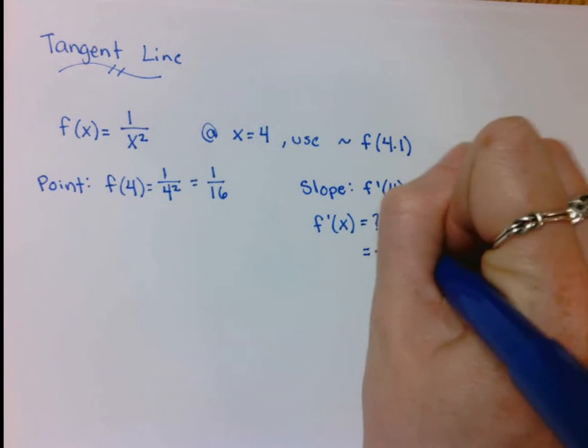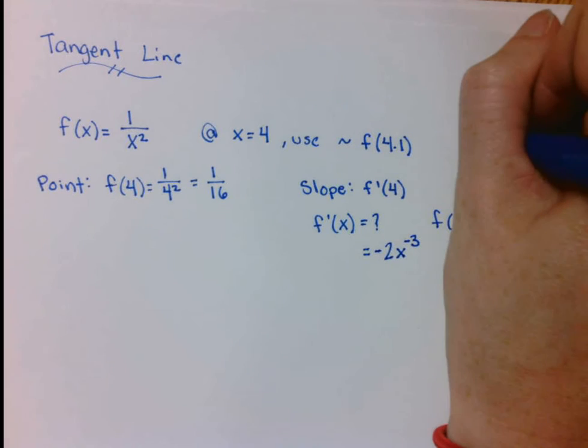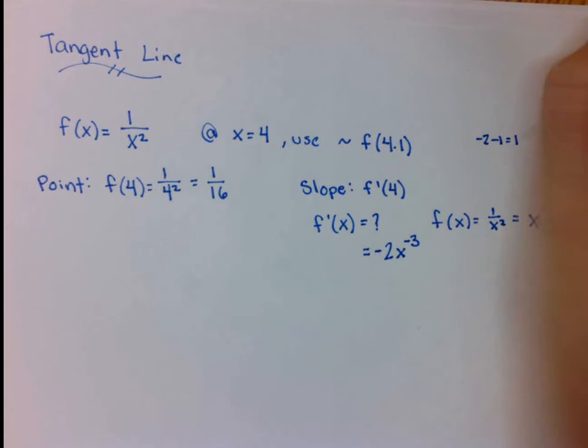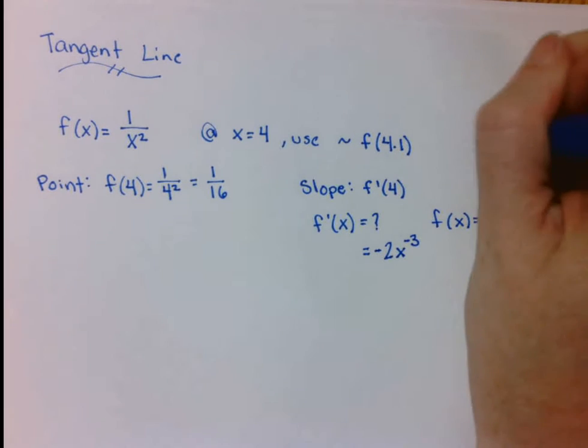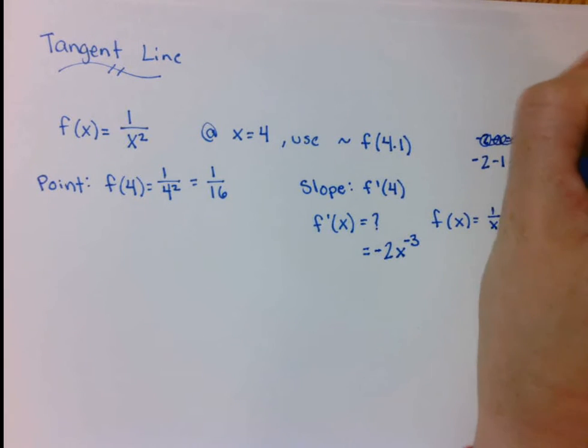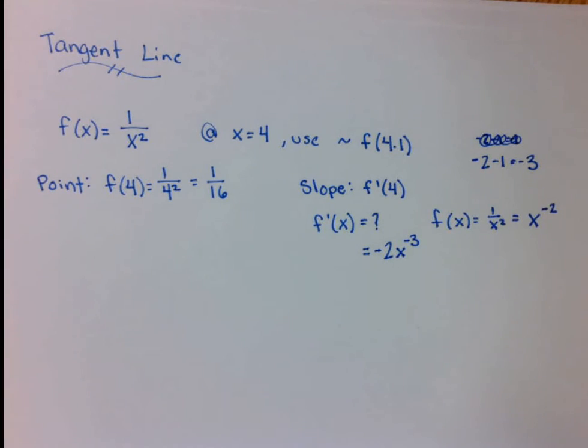Negative 3. Be really careful. A lot of times little mistakes on quizzes will be things like negative 2 minus 1 is equal to 1 or negative 1, neither of which are correct. We want to make sure we're keeping, since it's the same sign, negative 2 minus 1 gets us that negative 3.